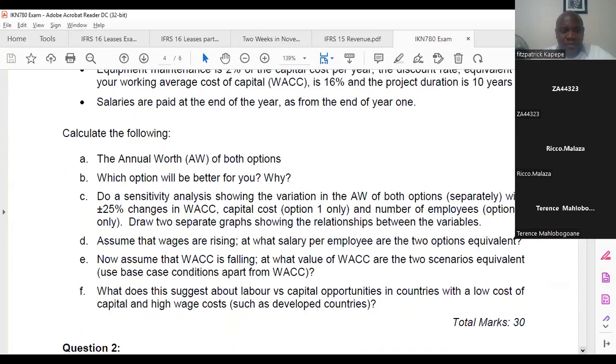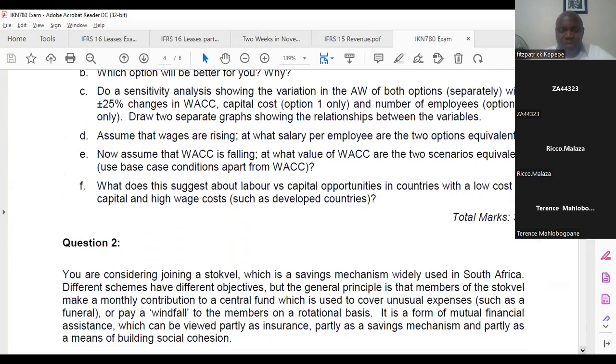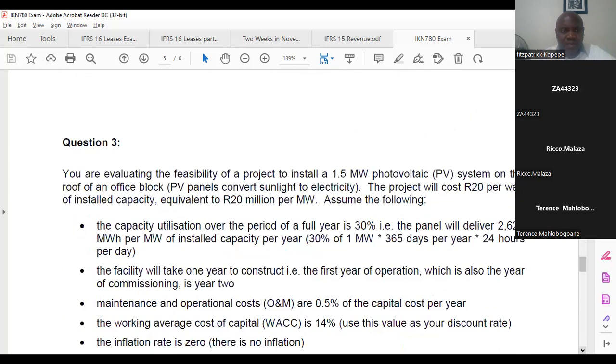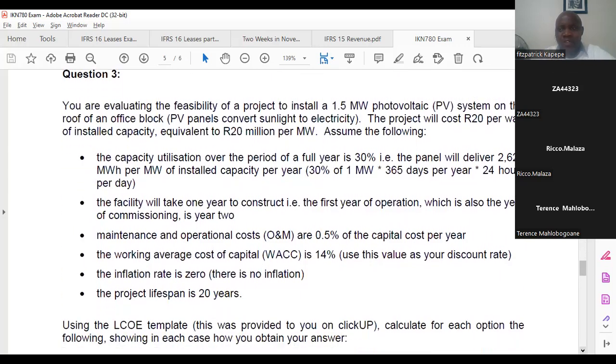Okay. We can look at this question even tomorrow. There's some question that interested me a lot. Yeah, from question 3 to question 4.